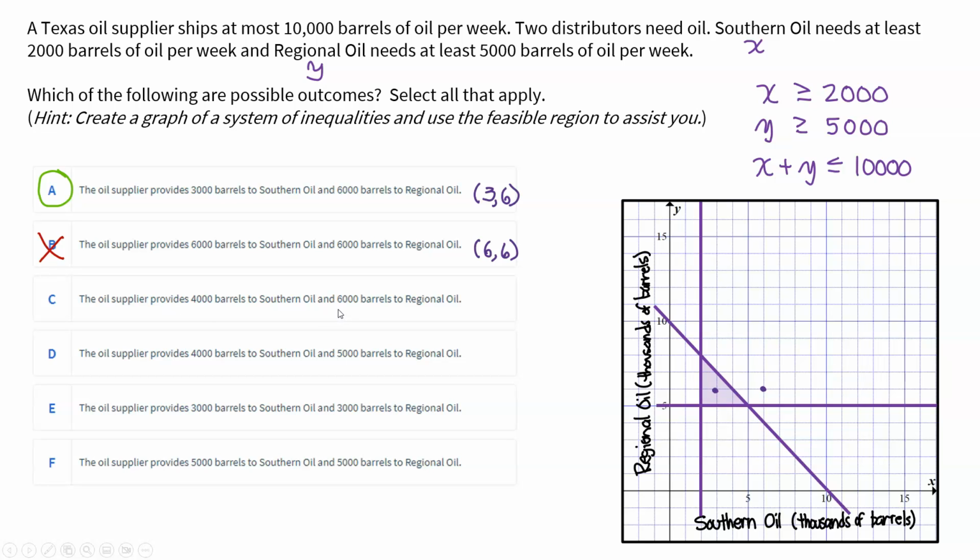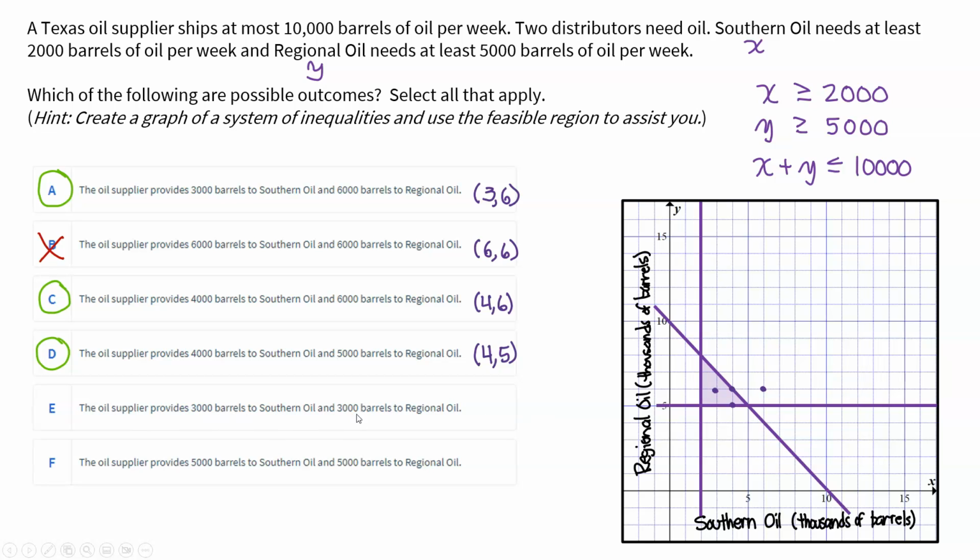4,000 to Southern Oil, 6,000 to Regional Oil. That's coordinates 4, 6, which falls right here on this border. That is possible. These are all solid borders, so that is possible. It's a possible outcome. The oil supplier provides 4,000 barrels of Southern and 5,000 barrels to Regional. That's going to be 4, 5. 4, 5 falls here. It's on the border again, but it's a solid border, so that is possible.